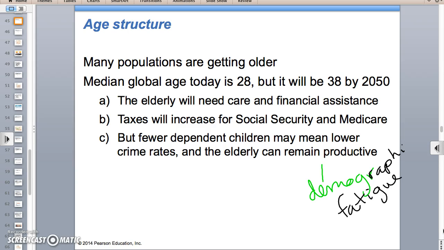So demographic fatigue, you have these older people that are going to have to be taken care of. Positive, though, how many 70-year-olds go and rob a bank or are involved in the drug trade? Okay, so your crime rates go down, but at the same time, you have this strain on your economy because you have to take care of the older people.